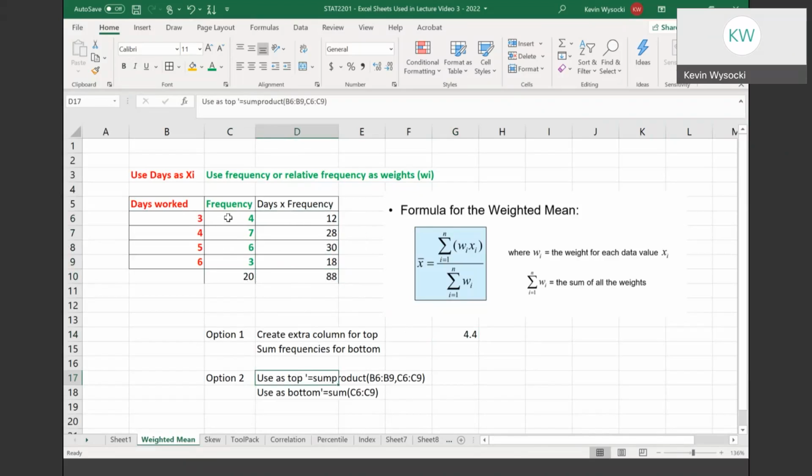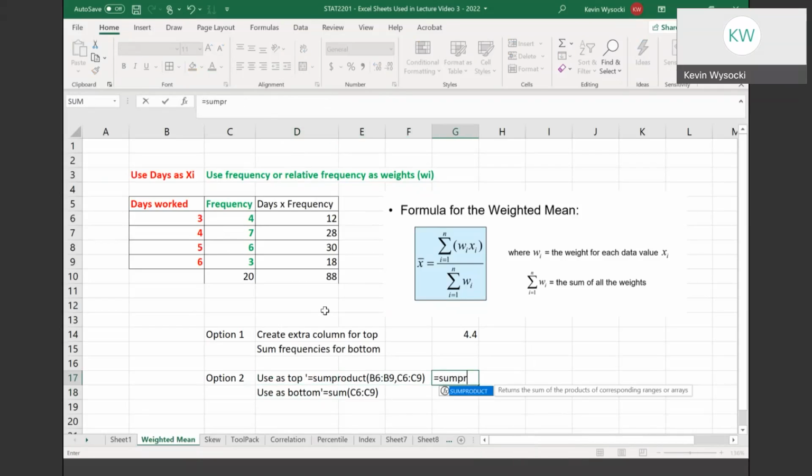So it would multiply 3 times 4, add it to 4 times 7, add it to 5 times 6. So it's called sum product. I'm just going to type that over here just to show you. Sum product equals sum product, bracket, highlight our data, comma, frequency. What that's going to do is multiply the two columns of numbers together and add them. So that's the top of our equation right there.